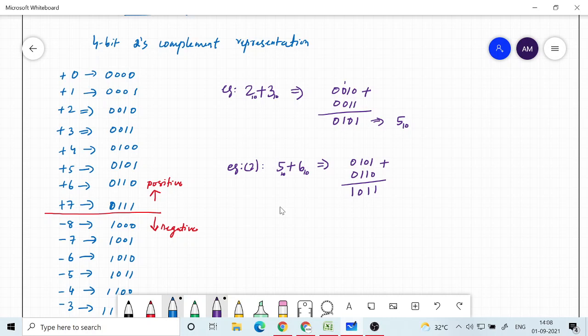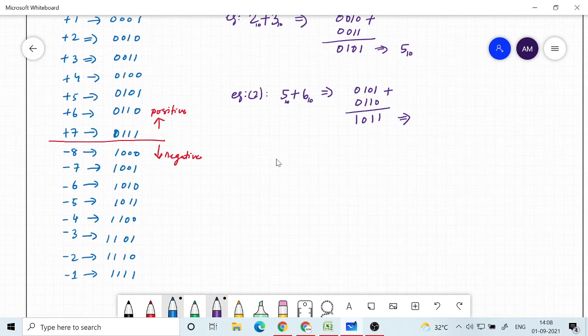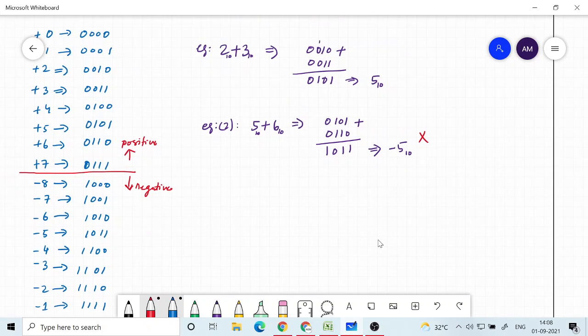Now if you take this result, we are going to have difficulty. The difficulty is this is 1011. If you look at here, this is representing minus 5 to the base 10, and obviously this is a wrong result. So here is a case of overflow. Previously there was no overflow, but now there is. So the question is, how can we detect overflow?